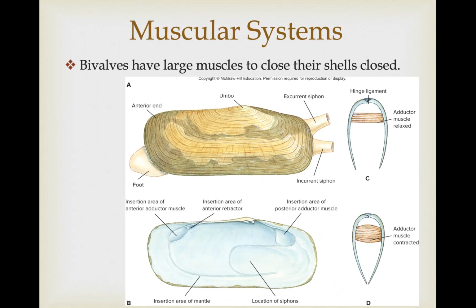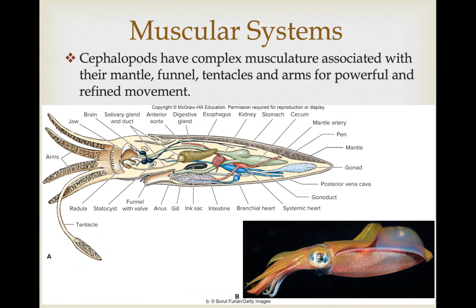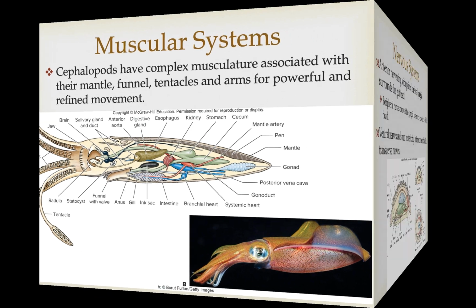Bivalves have these large muscles to close their shells. So we have these adductor muscles. The adductor muscles can relax and the shell can open. When they close, that can hold the shell closed. Cephalopods have really complex musculature associated with their mantle, the mantle cavity, the funnel, the tentacles and arms that are extending around the mouth. This allows for very powerful and refined movements in these cephalopods.